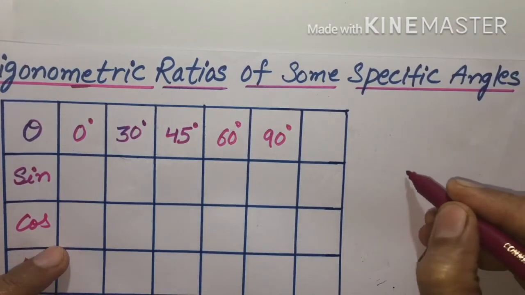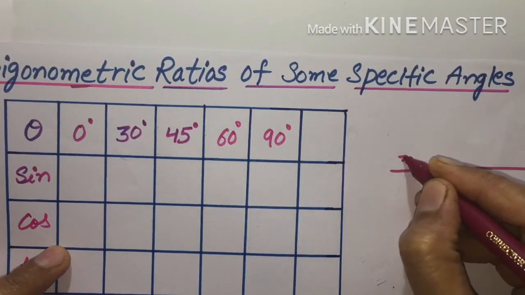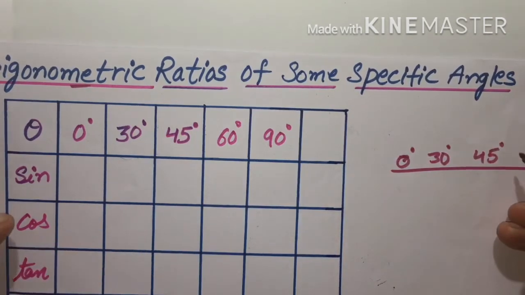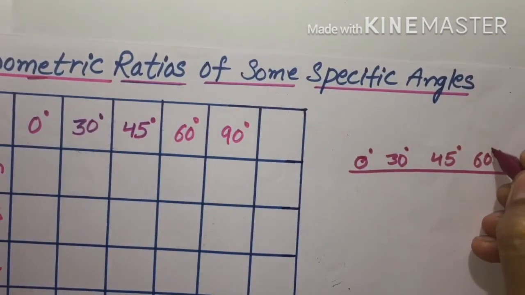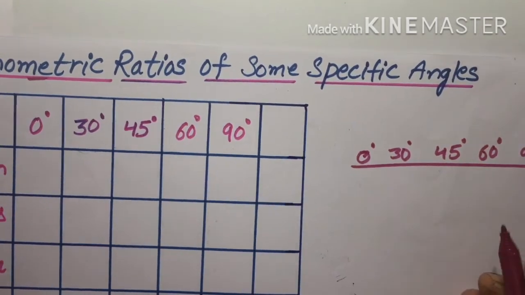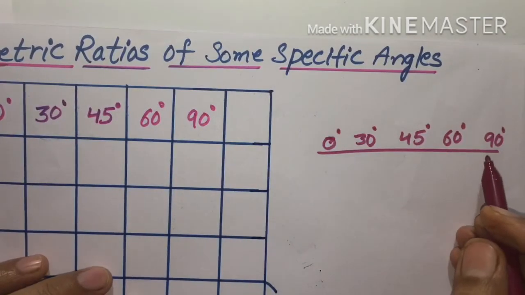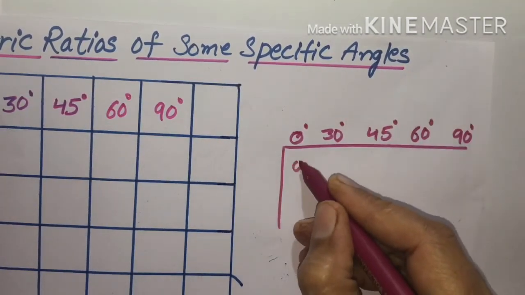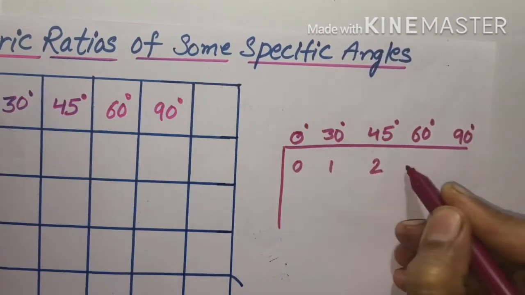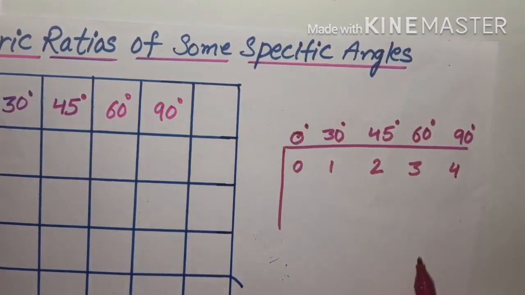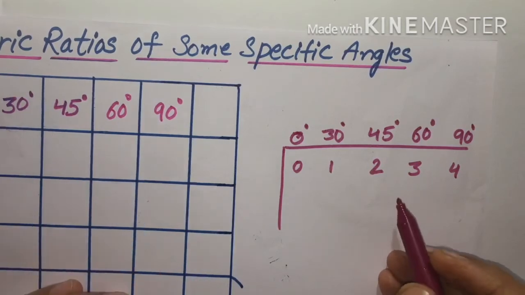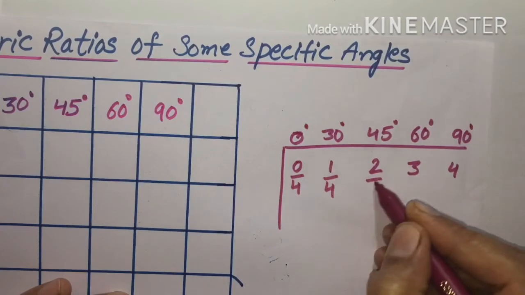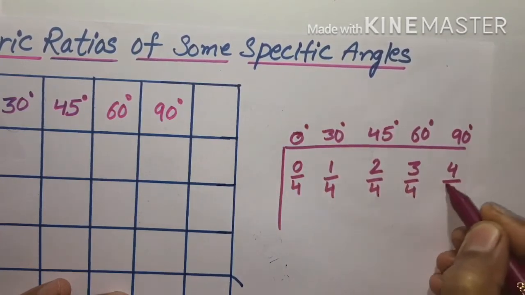Okay, first we will write the angles here: 0 degree, 30 degree, 45 degree, 60 degree and 90 degree. In the first step, we will write the numbers 0 to 4 under these angles: 0, 1, 2, 3 and 4. And after writing the numbers 0 to 4, we will divide these numbers by 4. So we will write 4 in the denominator.